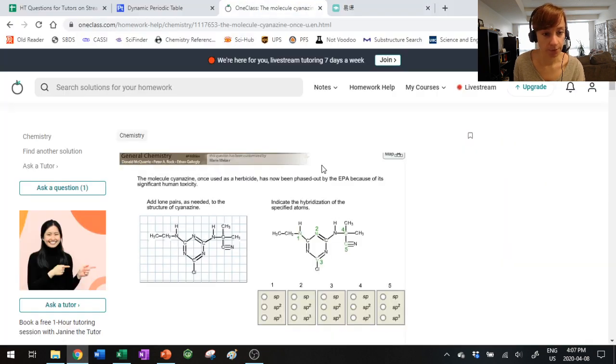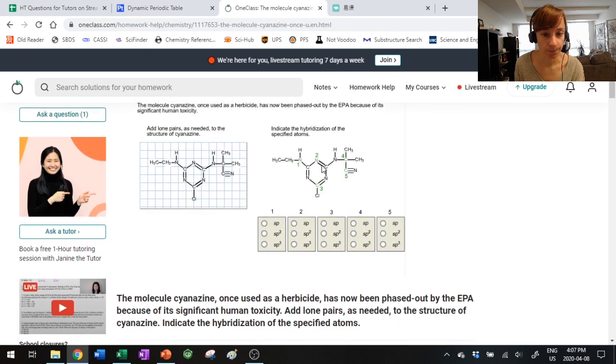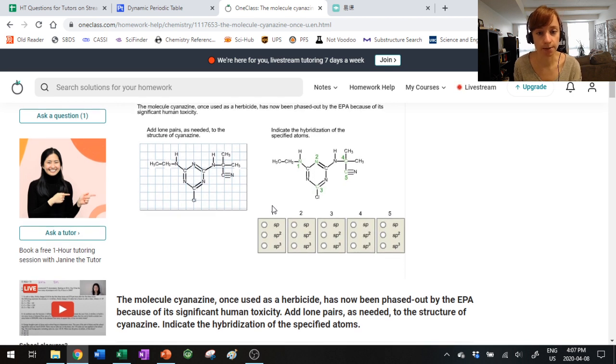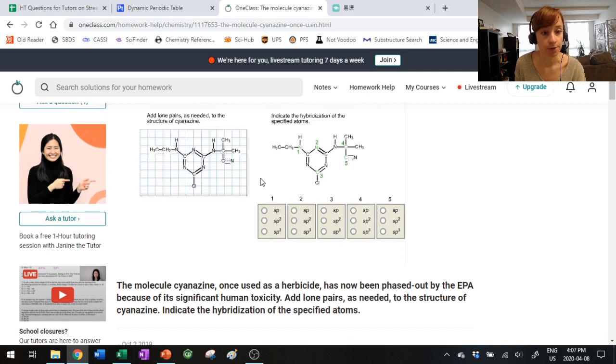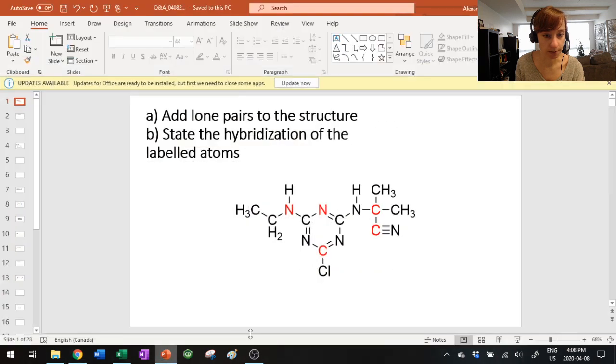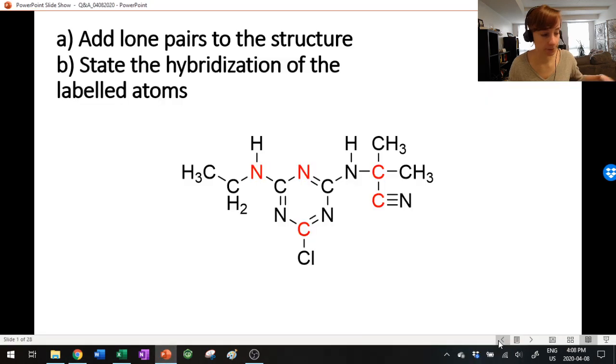Okay, so the first question we're going to start off with today. The molecule cyanazine, once used as an herbicide, has now been phased out by the EPA because of its significant human toxicity. So the question gives you the structure of cyanazine here. It asks to add lone pairs as needed, and then to indicate the hybridization of the specified atoms that have been numbered here. So I'm going to flip to a PowerPoint so I can draw out the solution for you.